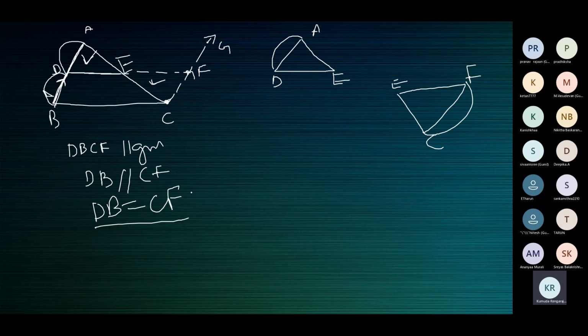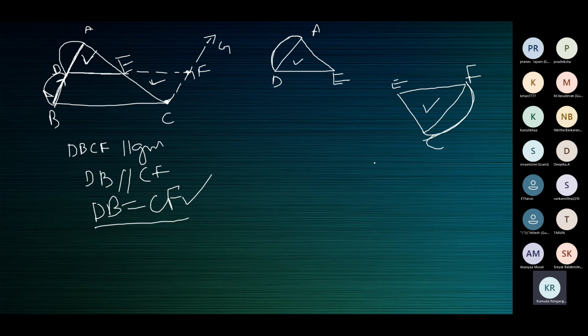So we want to prove that DB is equal to CF. CF is in this triangle, CEF. DB is not in this triangle, but instead of DB, there's a representative AD here, because AD is equal to DB. So our intention is to prove that AD is equal to CF. That means we'll have to prove an equality between one pair of sides in these two triangles.